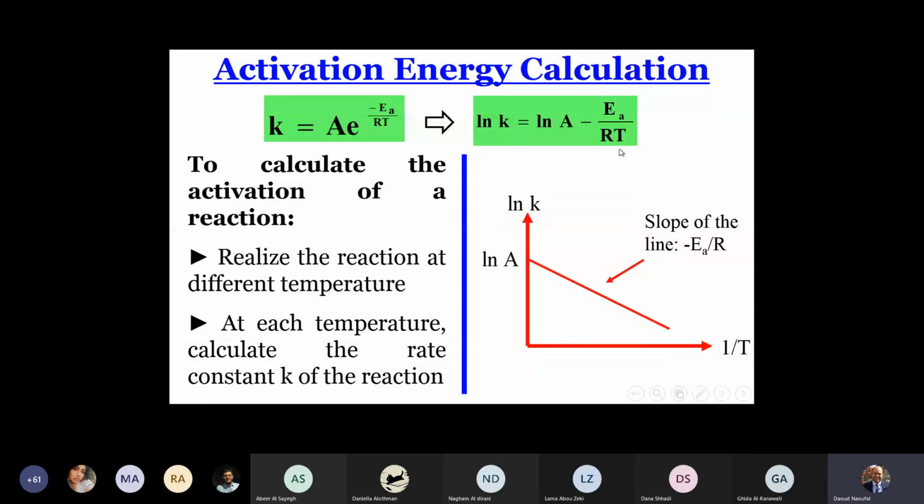And for 1 over T equals 0, ln K equals ln A. So the intercept with the y-axis is equal to ln A. And you can also find graphically or experimentally the frequency factor or the steric factor A. So this is the general method to calculate or to find the activation energy of a certain reaction.